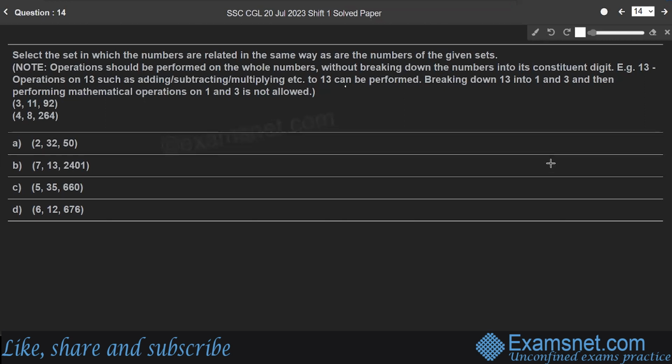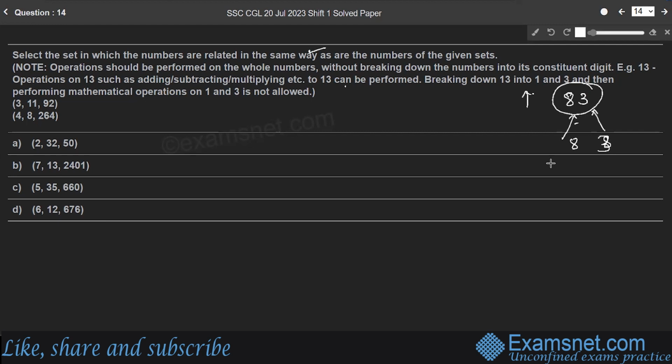Question 14. Select the set in which the numbers are related in the same way as are the numbers of the given sets. Here students, there is a note: operation should be performed on the whole numbers. That means you should not break down the numbers into their constituent digits. For example, if you consider 83 as a number, the operation should be performed on the whole number 83. It may be an addition, subtraction, multiplication, or division. You should not break down the number as 8 and 3 and then perform the operation on 8 and 3. It is not allowed.